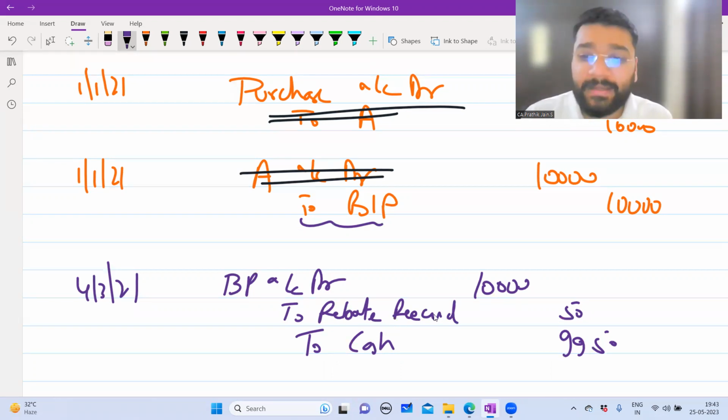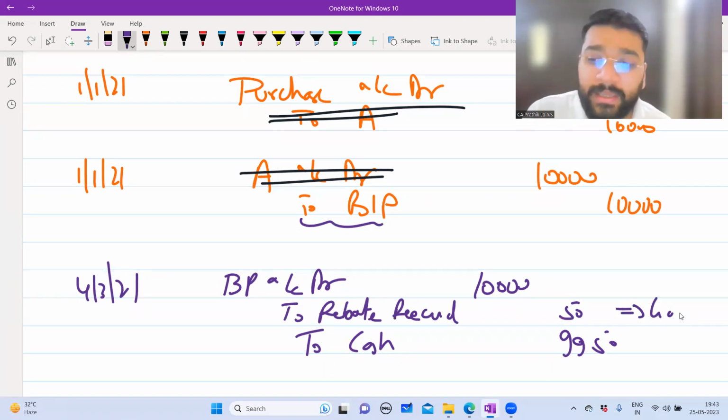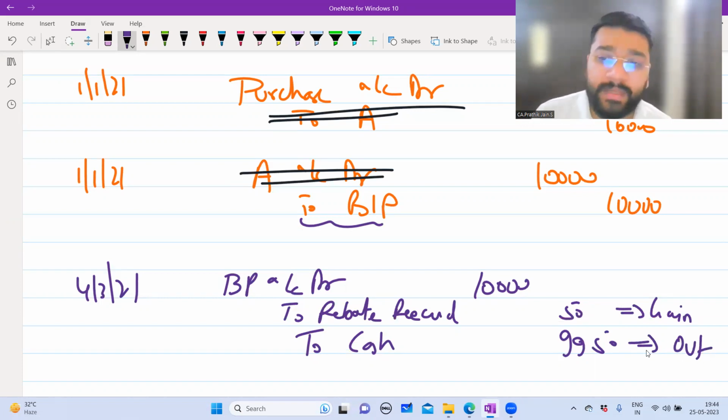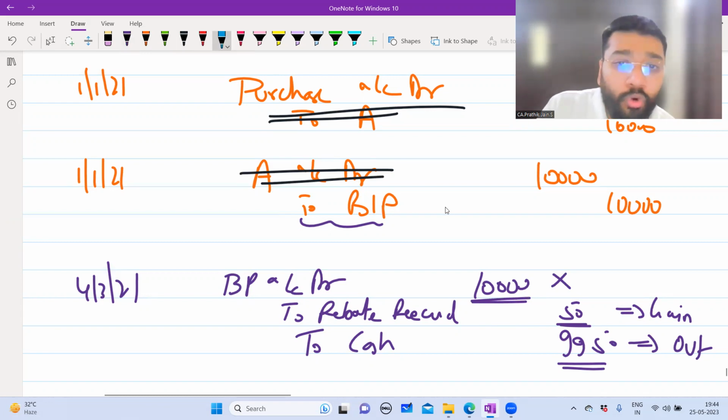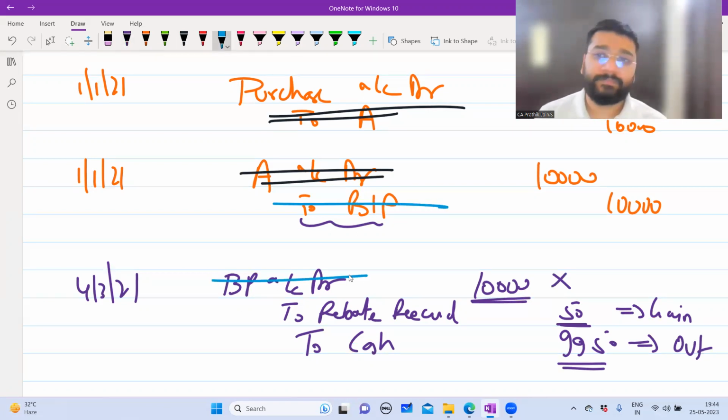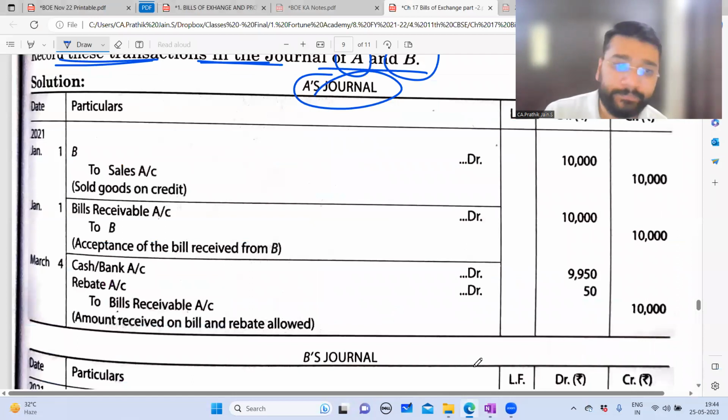Credit all income and gain. So we are crediting it. And this is what? Credit what goes out. We are making the payment. So 9,950 we are making the payment. So money is going out. 50 we are not making the payment. So therefore it's a gain for us. So total liability that we are closing is 10,000. So bills payable is opened here, closed here. Any problem?